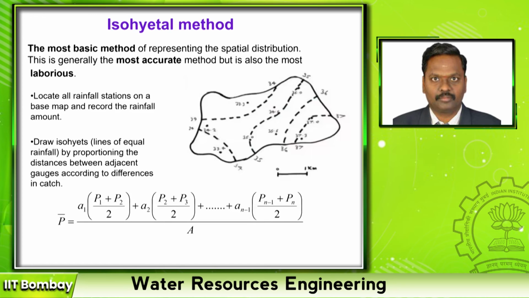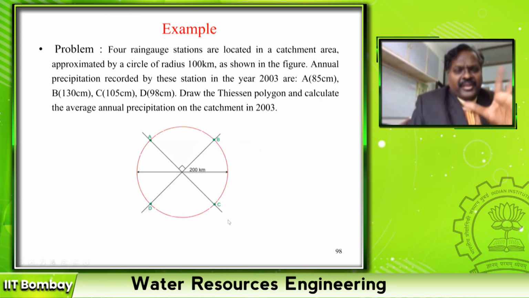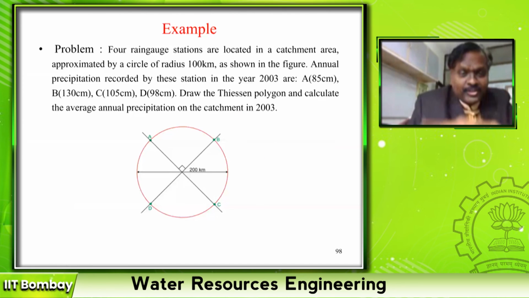Another best and accurate method is called the isohyetal method. I think you might have heard the word contour. A contour is an imaginary line which connects points of equal elevation. For the Thiessen polygon method, I have given you a circular problem. There are 4 stations A, B, C, D. You can find out the average rainfall. There is an answer slide. I will show it in the next class once you estimate it.